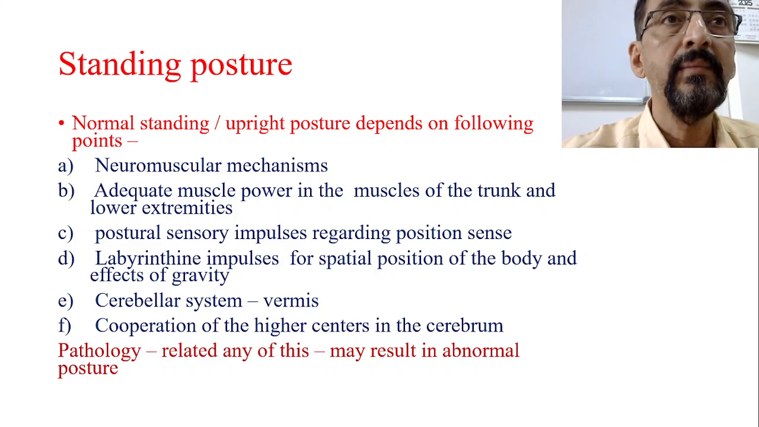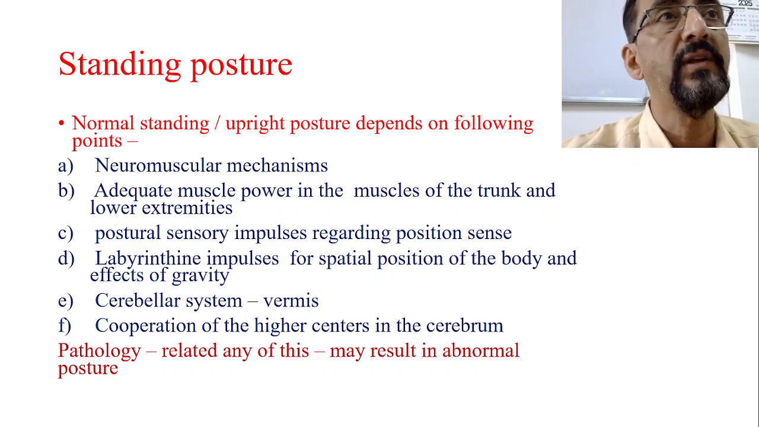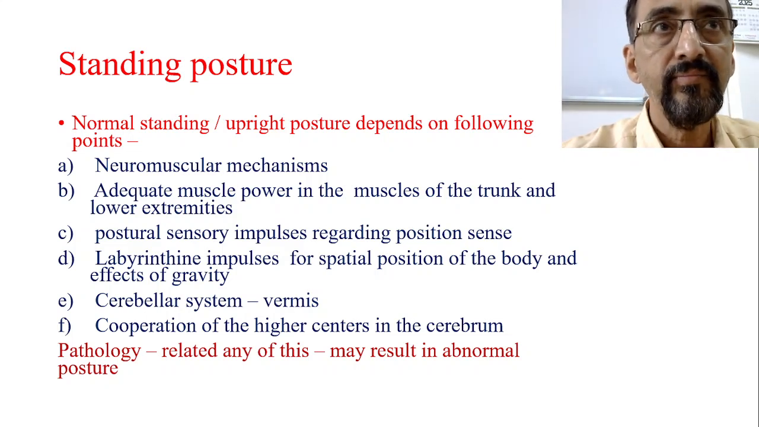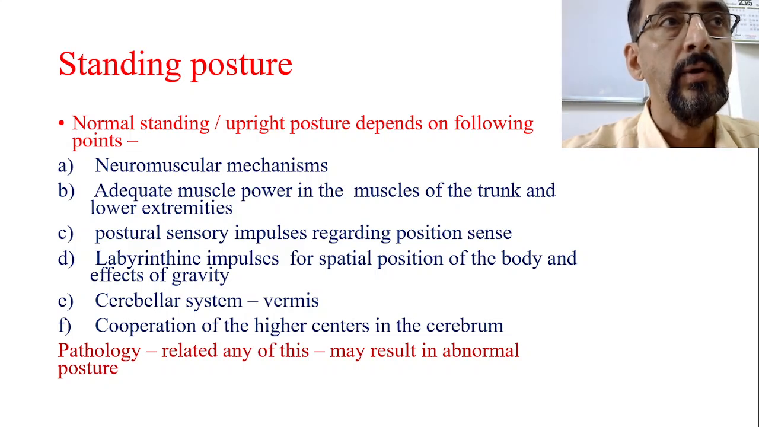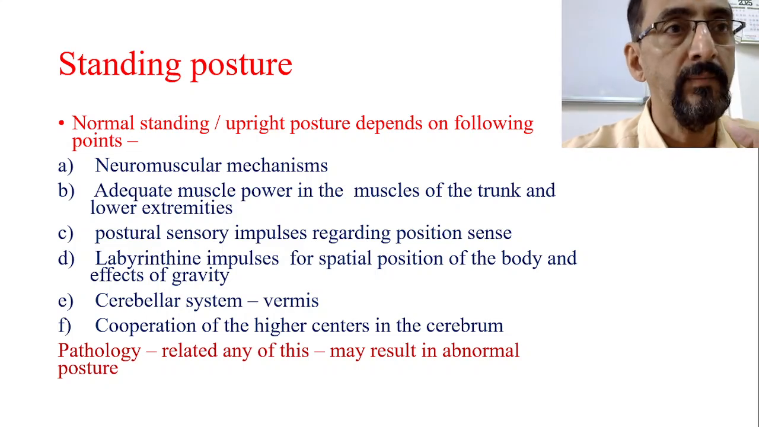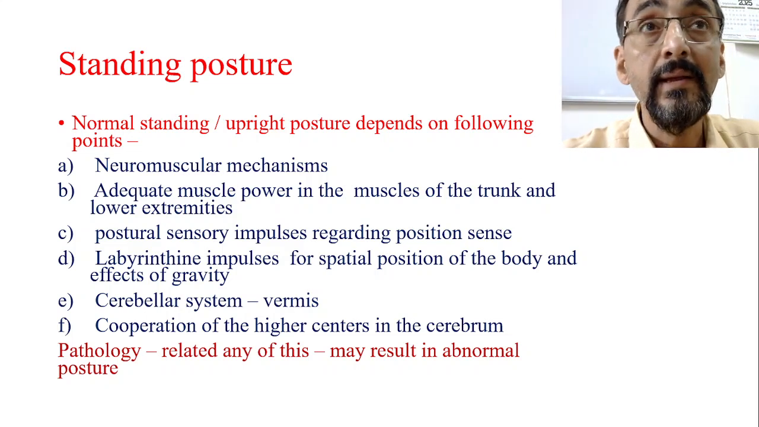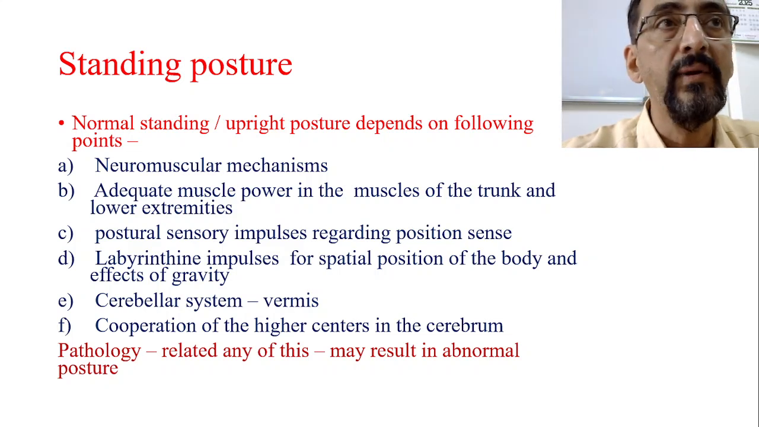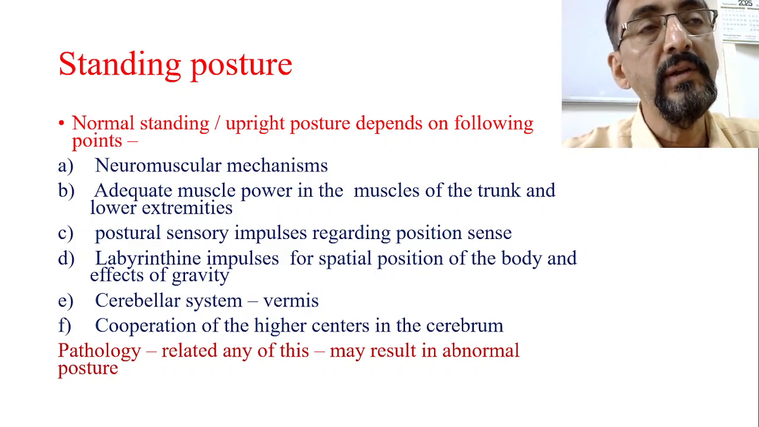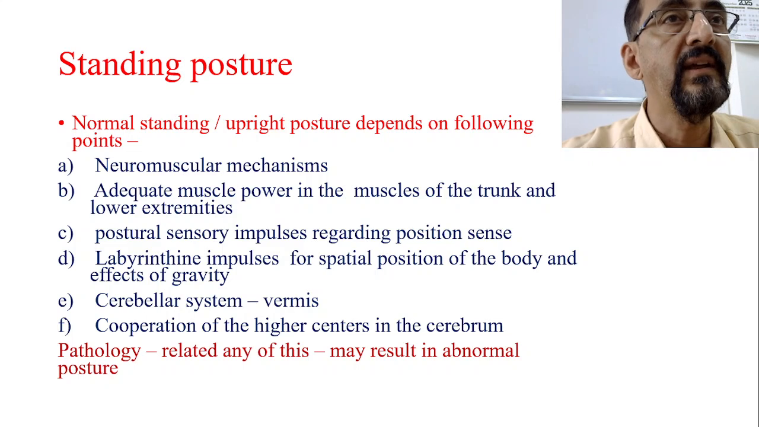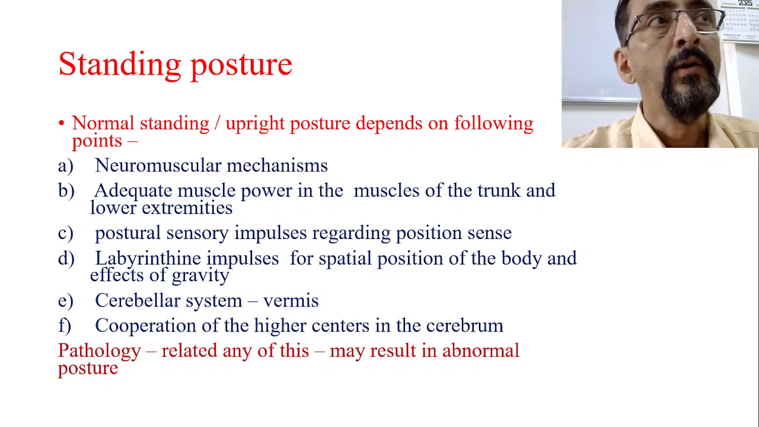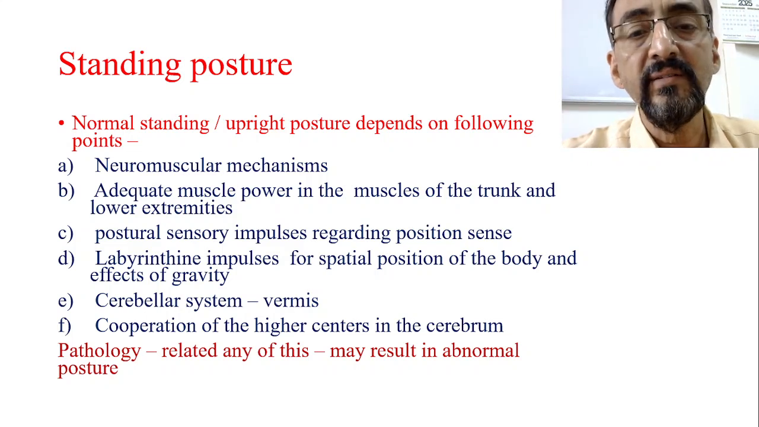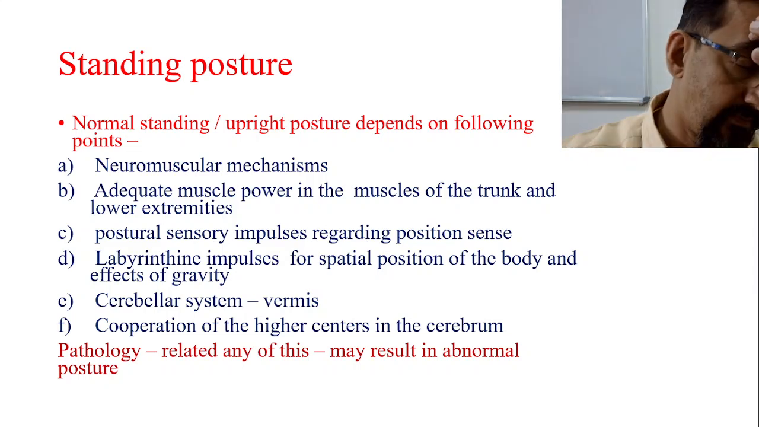Ultimately there may be some problem related to the cerebrum also, because they are the ones giving the motor impulses, motor output. So if the output is not good, then the muscle may not be able to maintain the posture. So these are all the points that you have to look at whenever a patient is having abnormal posture, because of all this only the normal posture of the person is possible. So pathology related to all of this may result in abnormal posture.